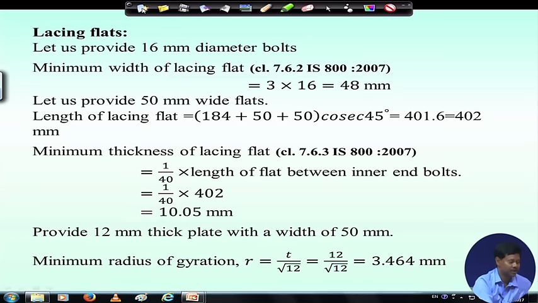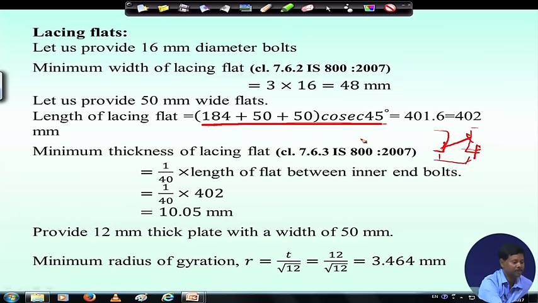Then what we have calculated is the thickness of the lacing plate. Before that we have to calculate the length of the lacing plate, and we got the lacing plate like this, because the minimum width for the lacing plate we will be calculating, because the spacing between these two was this, and the gauge distance was 50. So, according to that the length of the lacing plate, which is this, has been calculated, right.